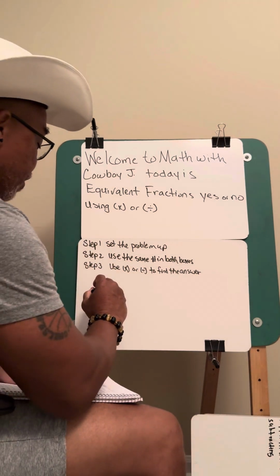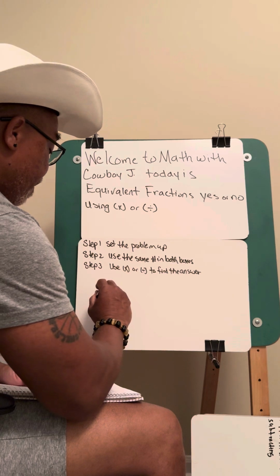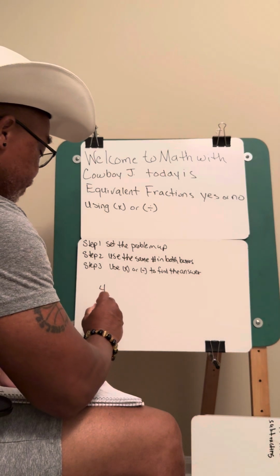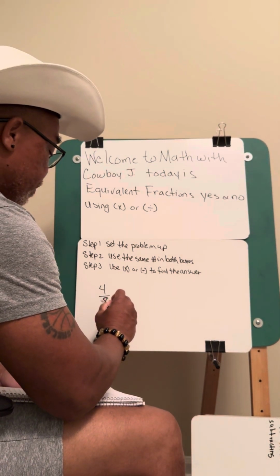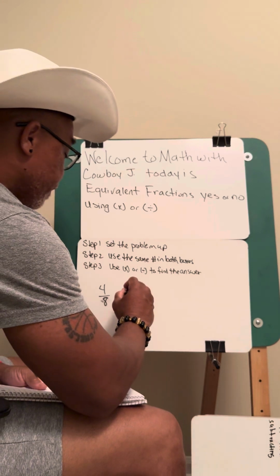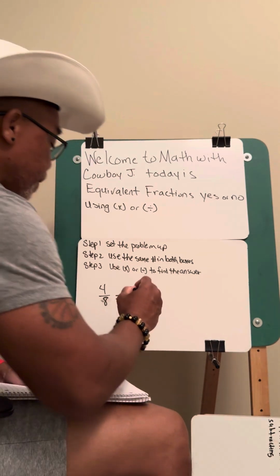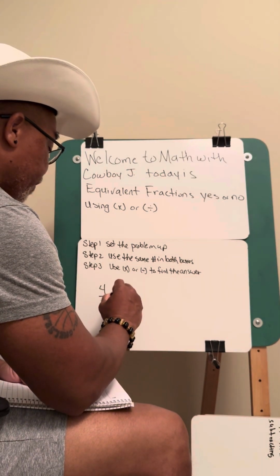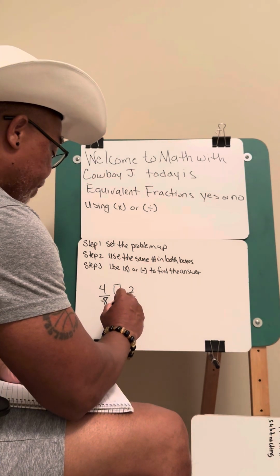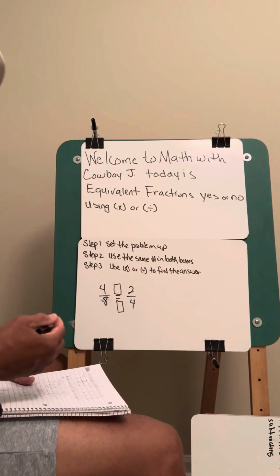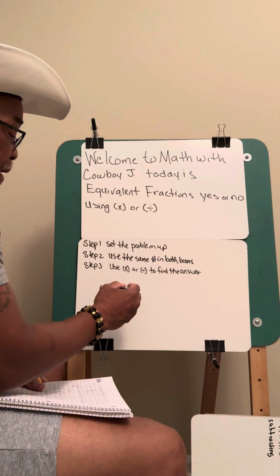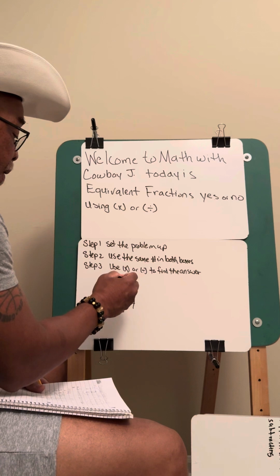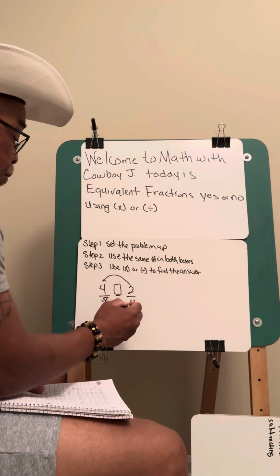Let's go. So if I was going to see if 4/8 is equal to 2/4, the first thing we do is set my problem up. I'm going to put a box right here for the magic number that I need to decide. Am I going to go from a big to a small or a small to a big? In this case, I'm going to go from a small to a big.